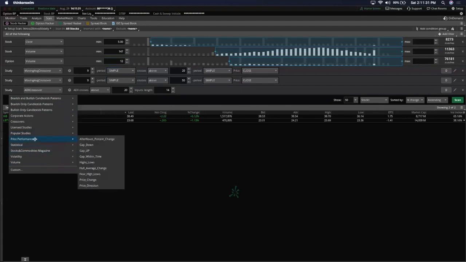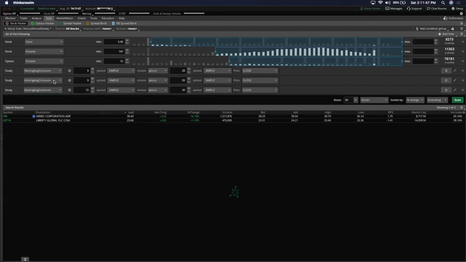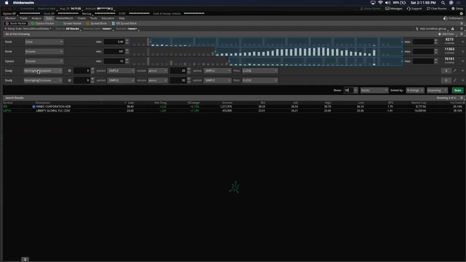If you go in price performance somewhere, popular studies, moving average crossover, some utility crossovers, yeah. So here you'll see moving average crossover. Now I've already established my scanner, or I've already put in some values. So I'm just going to delete that and I'll show you what I had.